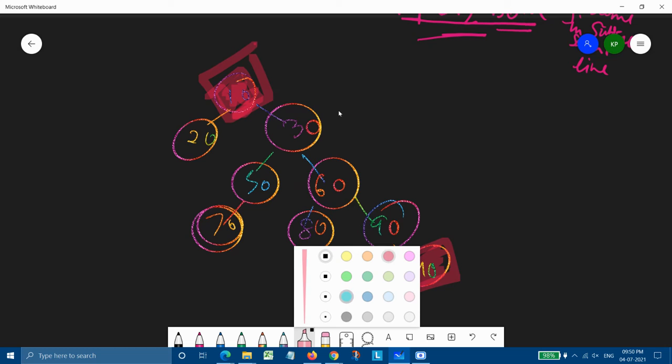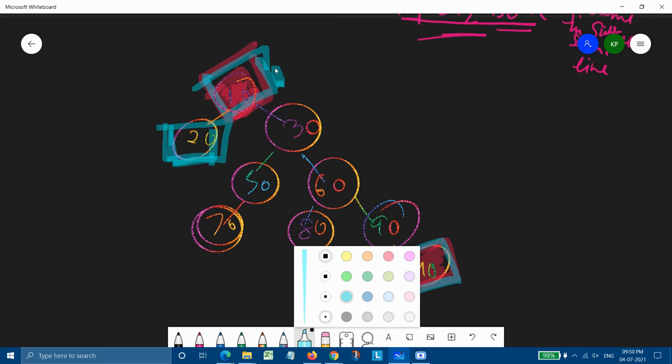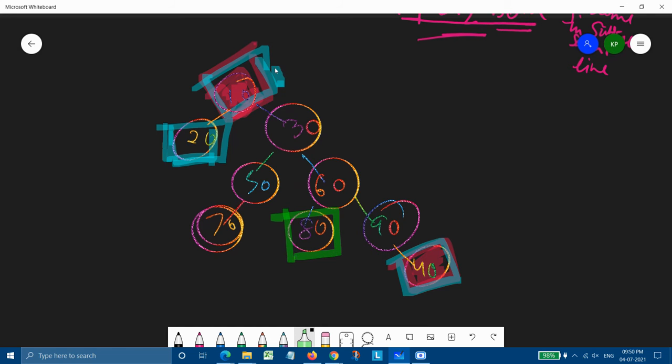Then another condition was that none of them are in same subtree. So here it's 20 and then 40. Both of them are not in same subtree. So that's why again the LCA will be root. Then the third condition was that both of them are in same subtree. That is 80 and 40. Both are in same subtree. So that's why our LCA would be 60.